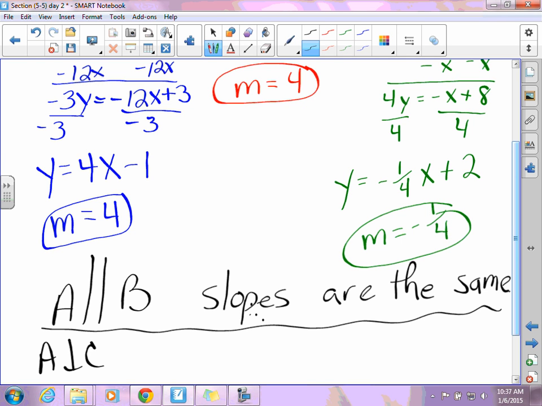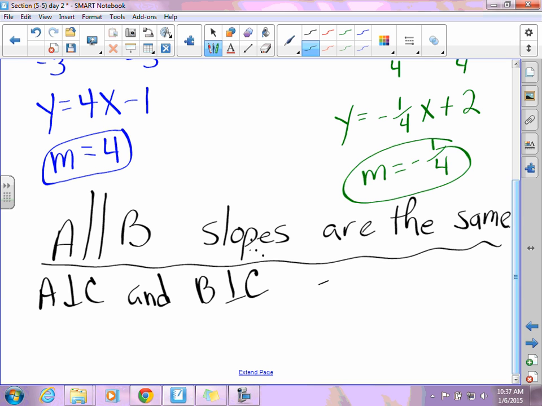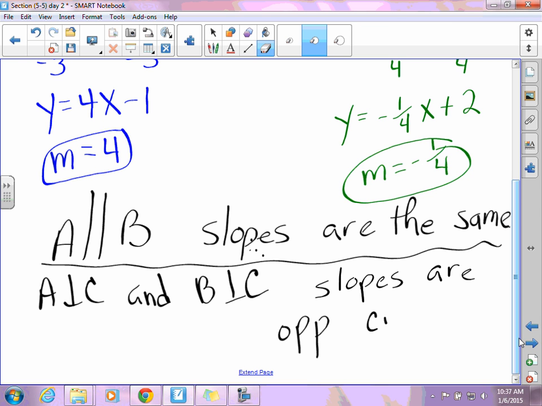Slopes are opposite reciprocals. And you can abbreviate. I don't care. That's fine. But I need to see opposite reciprocals. You need to explain. And make sure you have these in your notes, because this is on your test review. This will be on your test. Okay? I'm going to do one more example with you.